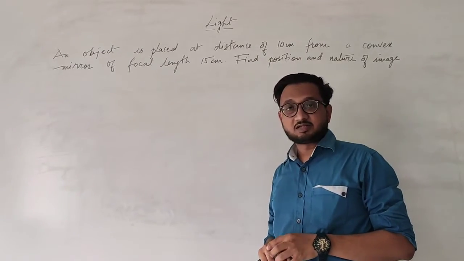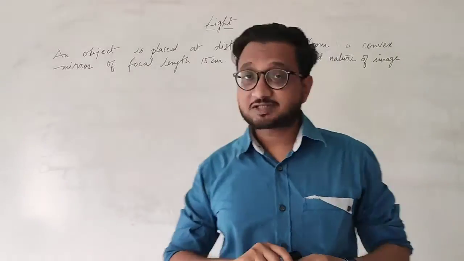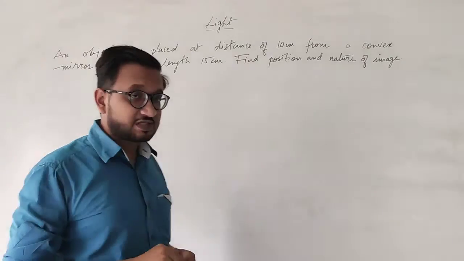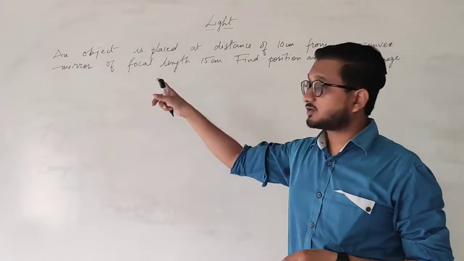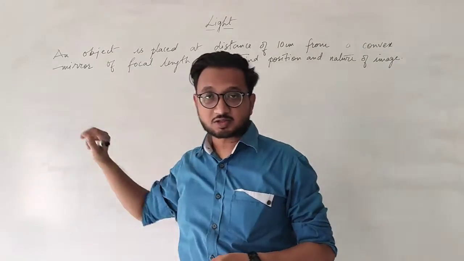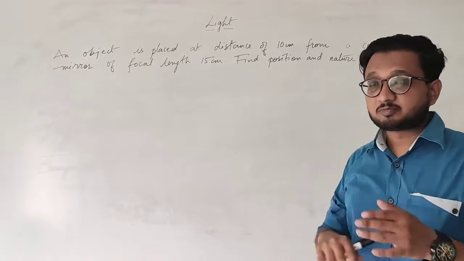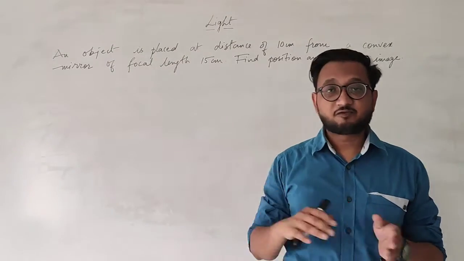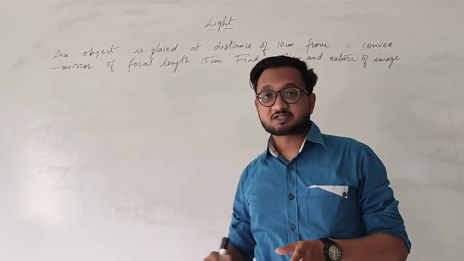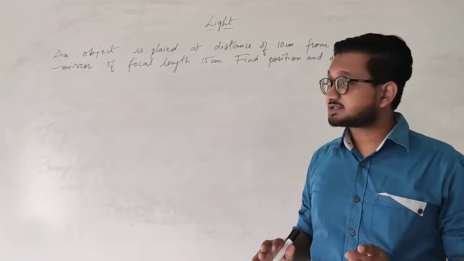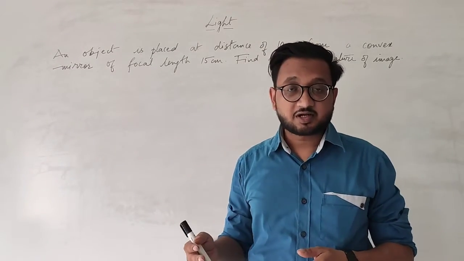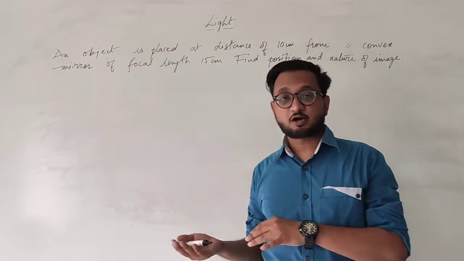The new numerical is: an object is placed at a distance of 10 cm from a convex mirror of focal length 15 cm. Now always observe the words carefully. This is a convex mirror, not a lens. Okay, so what children do all the time is that they confuse mirror with lens. They read everything, they even solve the numerical, everything correct, but the only difference is that they apply the lens formula and they solve it for the lens. Even when they draw the ray diagram, they draw the lens instead of a mirror.